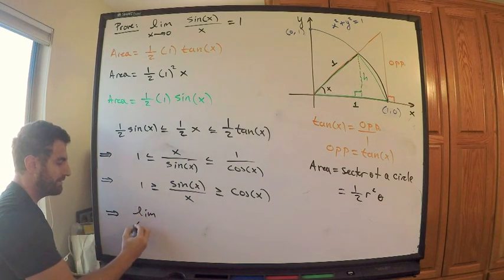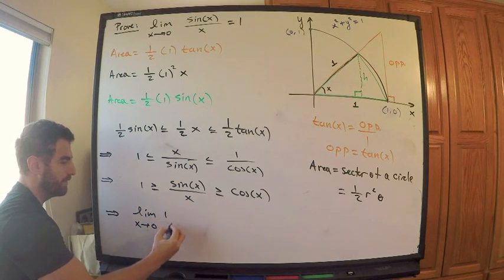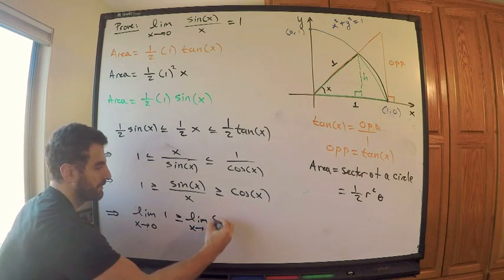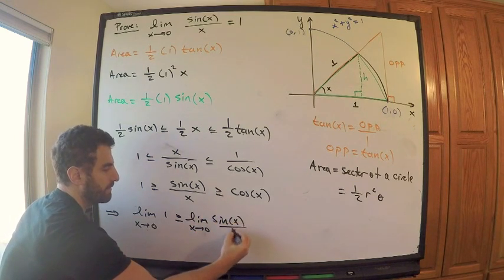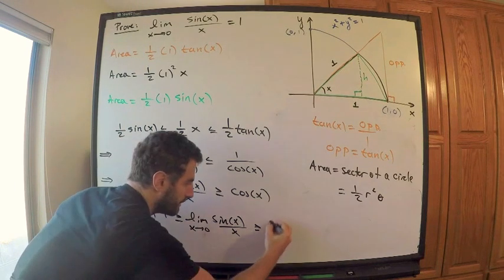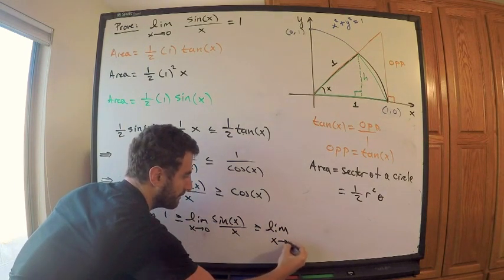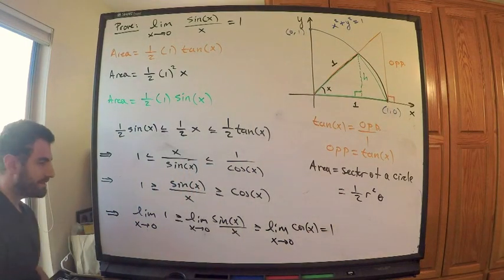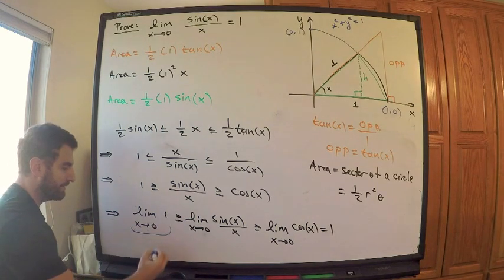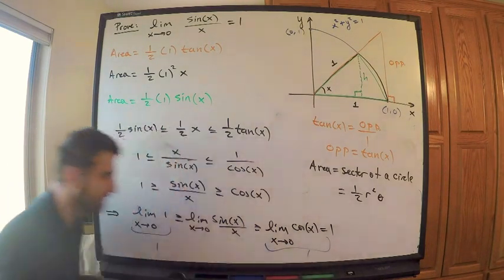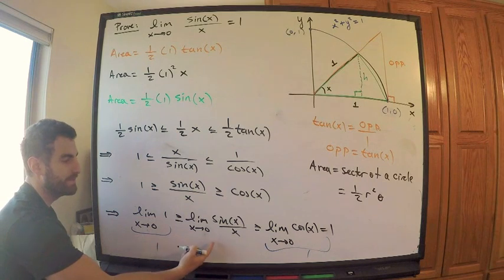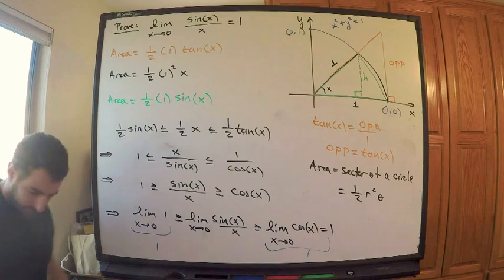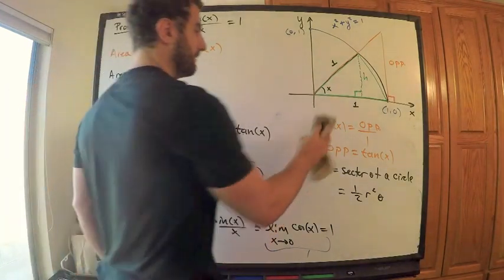The limit as x approaches 0 of 1 is greater than or equal to the limit as x approaches 0 of sine of x over x, which is less than or equal to the limit as x approaches 0 of cosine x, which is equal to 1. So again, this is 1, this is 1. What must this be? This must be 1. Therefore, this approaches 1, by the squeeze theorem.